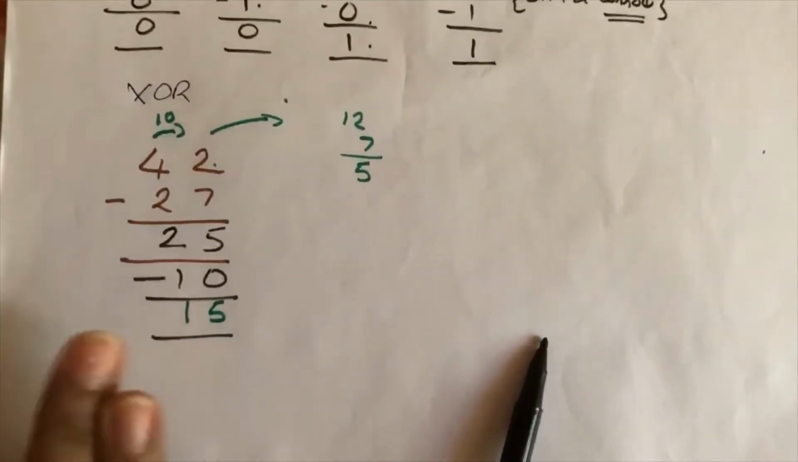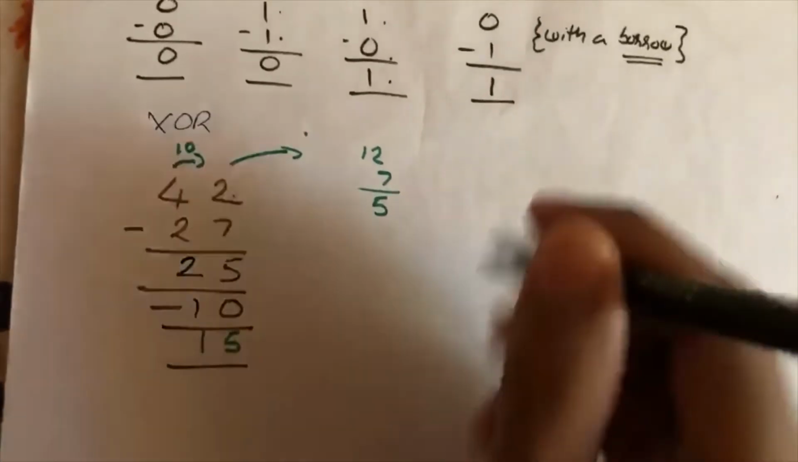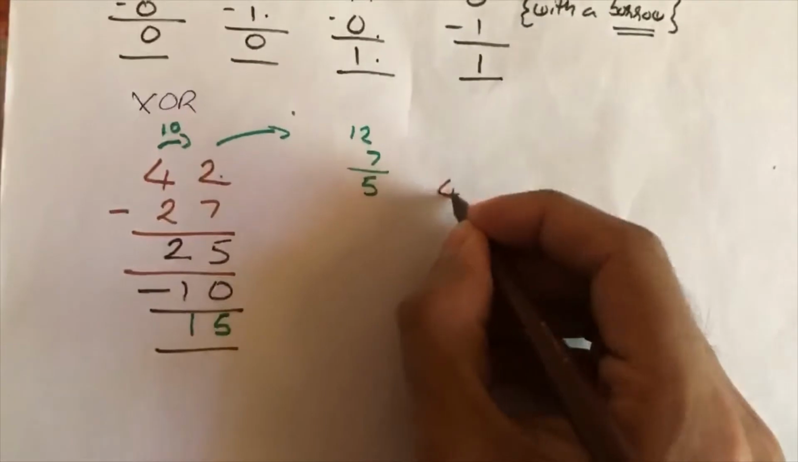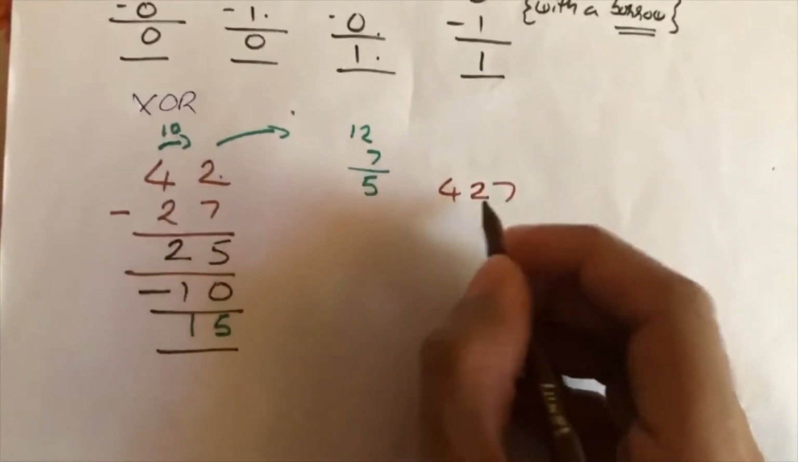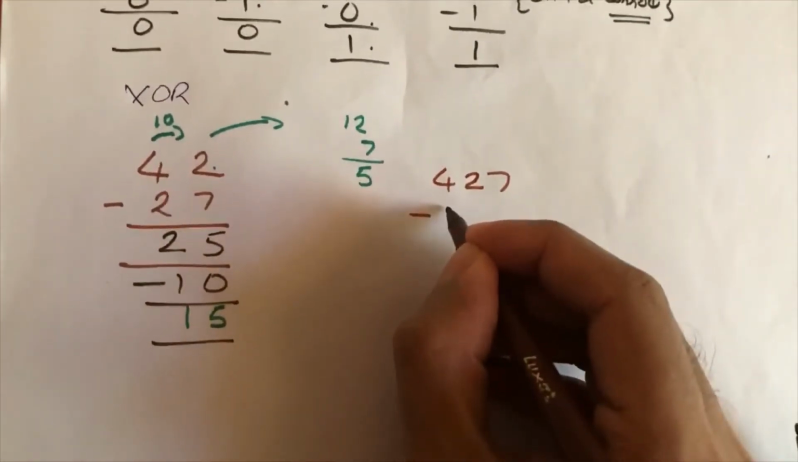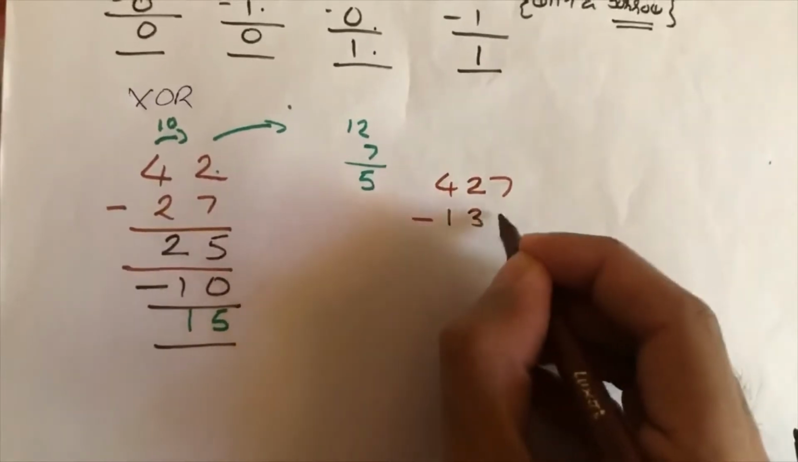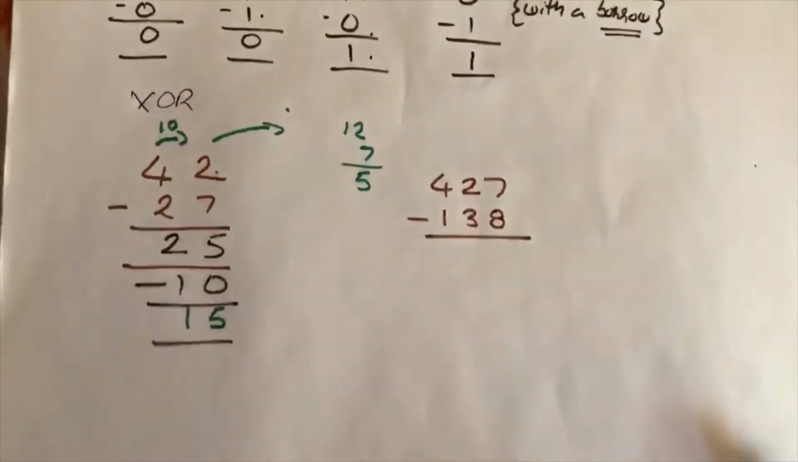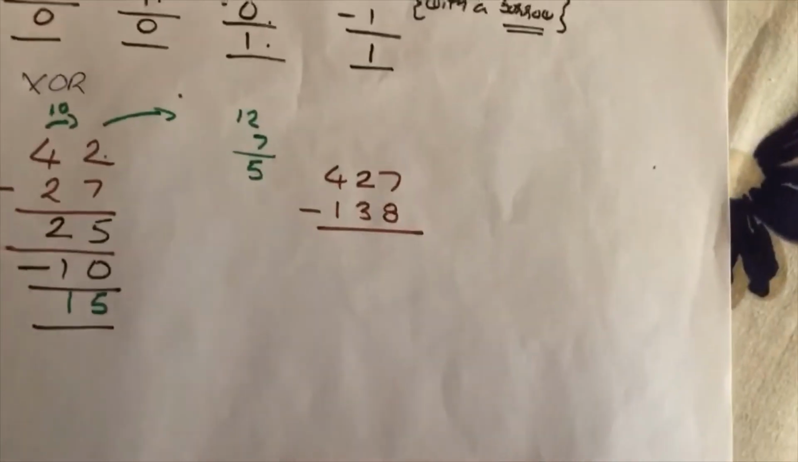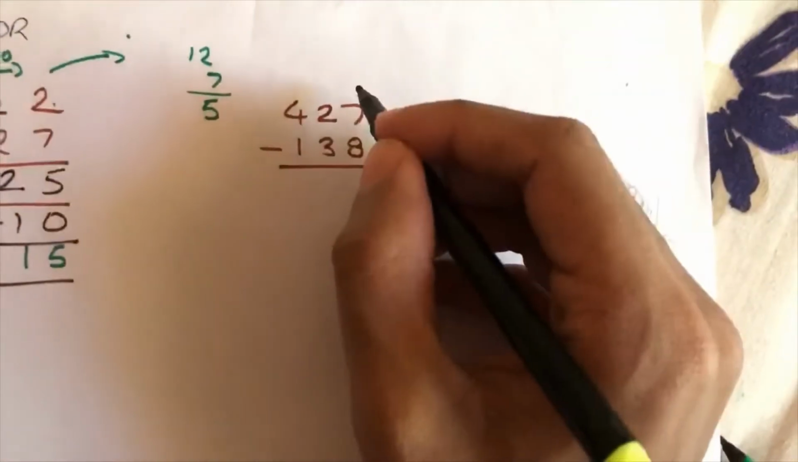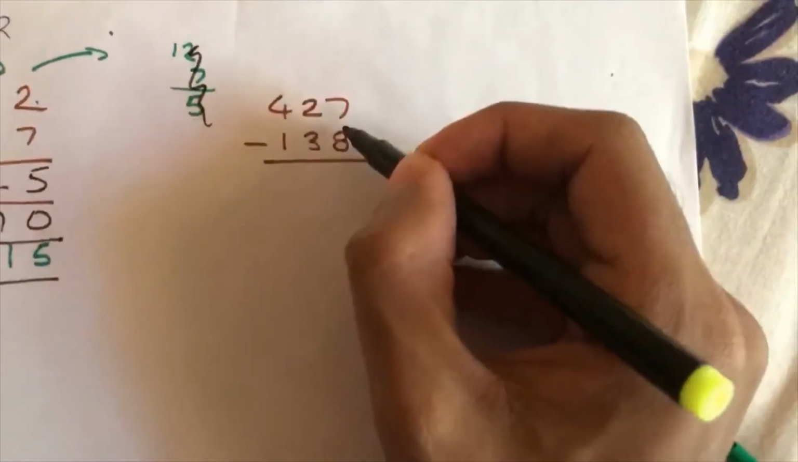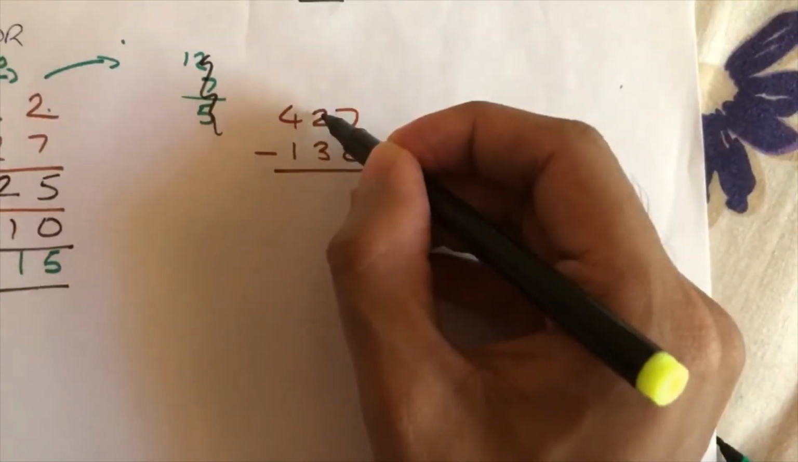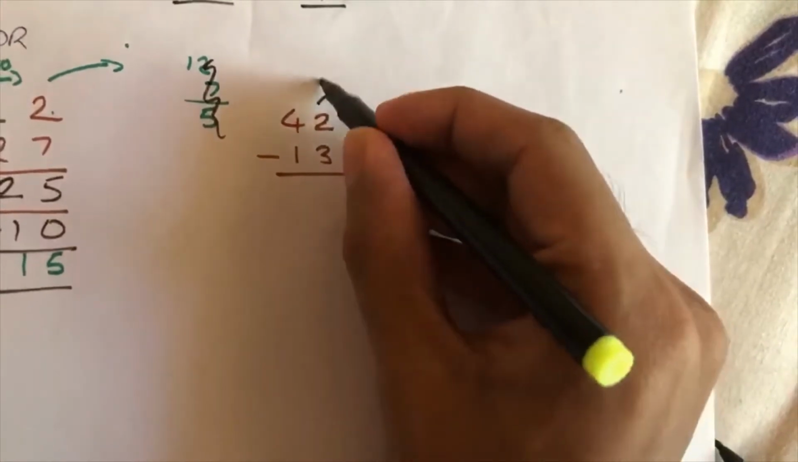And this is exactly the same if you are using 427 minus 138. Okay, you need to subtract these two numbers. Now what do you do? Leave this for now. 7 minus 8, you cannot do it manually, so you need to borrow from this digit. You need to borrow a 10 from 2.